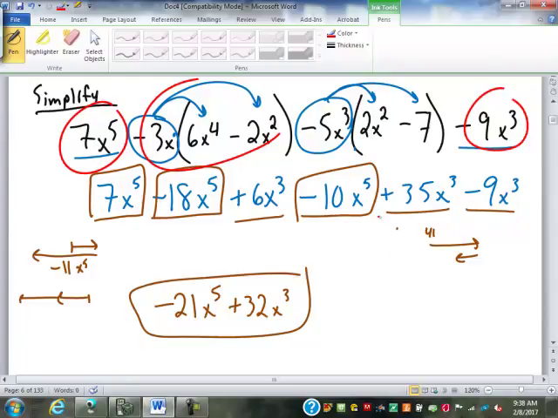The other big mistake is people try to combine powers. All the time I'll get people to try to combine these and get 11x to the 8th. Can't do it. When you add or subtract, you got to have the same power to start with. And you always keep the same power.